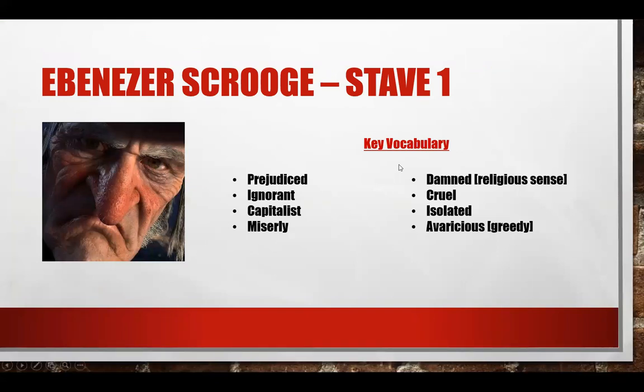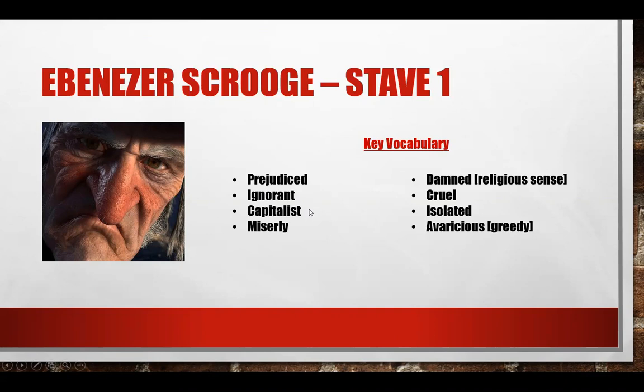So key vocabulary, key adjectives, key words to describe Scrooge in stave 1. So prejudiced. Okay, so he's prejudiced against the poor. He sees them as lazy. He sees them as undeserving. He's ignorant. He doesn't realise how his actions affect society. We can call him a capitalist.